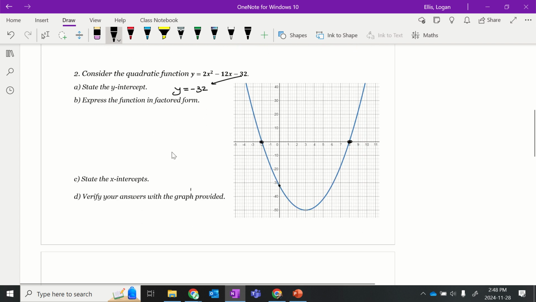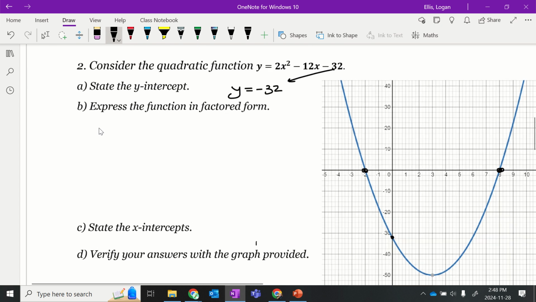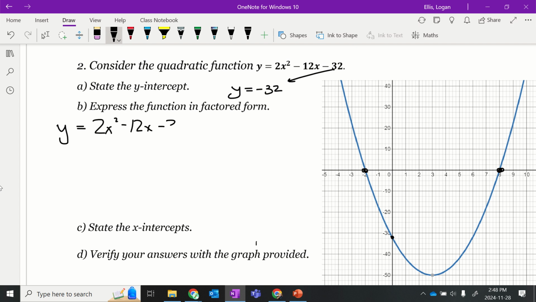Hopefully that is pretty good. From here, this question is a little bit trickier. I'm going to rewrite the expression y equals 2x squared minus 12x minus 32. What I want to draw your attention to is the fact that there is a number in front of the x squared here. That just makes our factoring one step further, where we are going to common factor out a 2 from all of these terms. When we divide each of these by 2, 2x squared divided by 2 is x squared, 12x divided by 2 is minus 6x, and minus 32 would be minus 16.